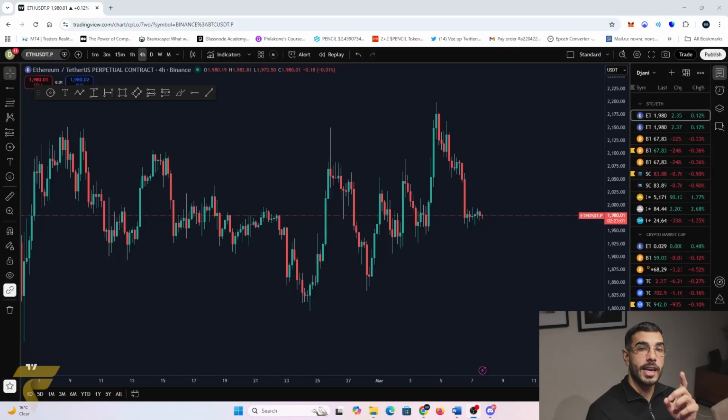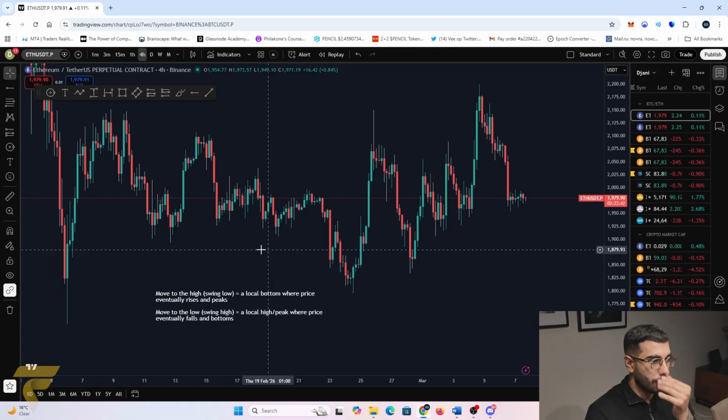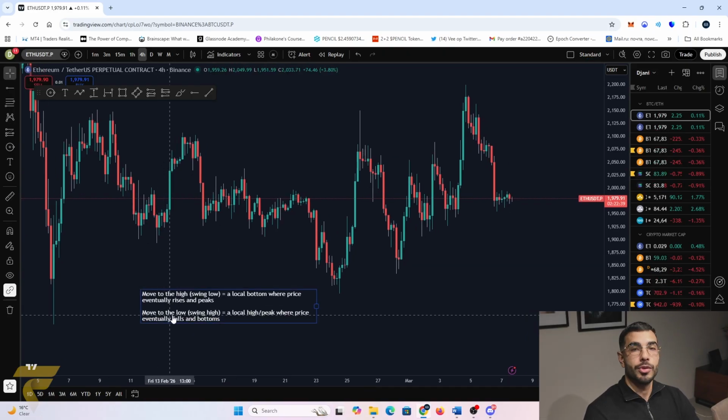Let's continue with the next core concept, being the move to the high and the move to the low. Even though you haven't heard these two terms before, you have somewhat seen them, because a move to the high or a move to the low plays a very crucial role within the structure of a reversal. So let's first address the definition of these terms, and let's start with the move to the low, because this one you've seen before.